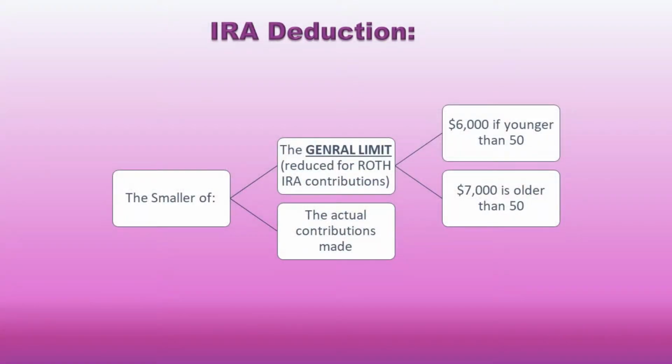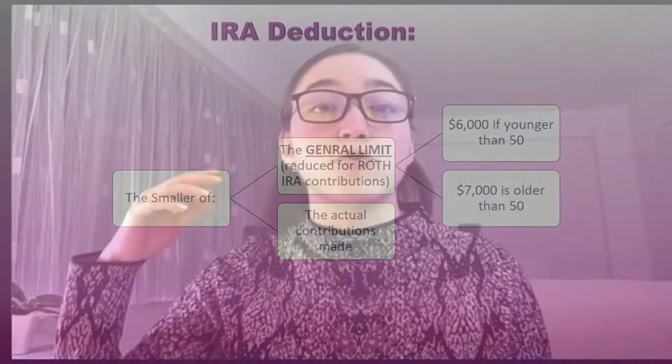So what can you actually deduct on Schedule 1, Part 2, Line 19, IRA deduction? How much of a deduction can you take against the income? It's the smaller of the two: the actual contributions that you made, or the general limit that's also reduced by the contributions that you've made to the Roth IRA. The general limit for 2020 is $6,000 if you're younger than 50 years old and $7,000 if you're 50 years of age or older. Keep in mind that these numbers tend to change.